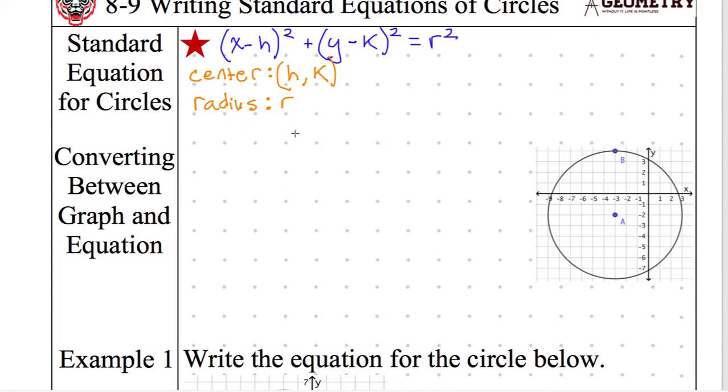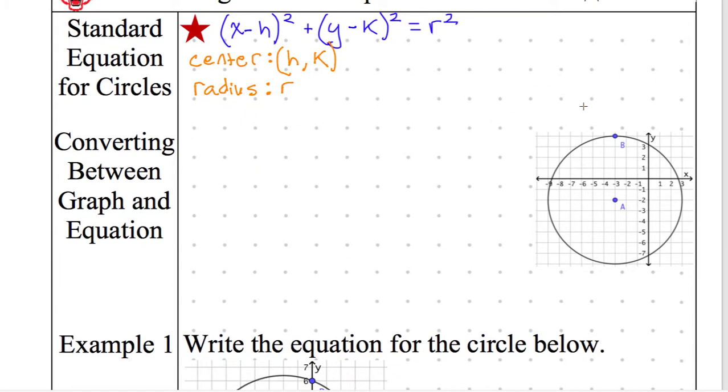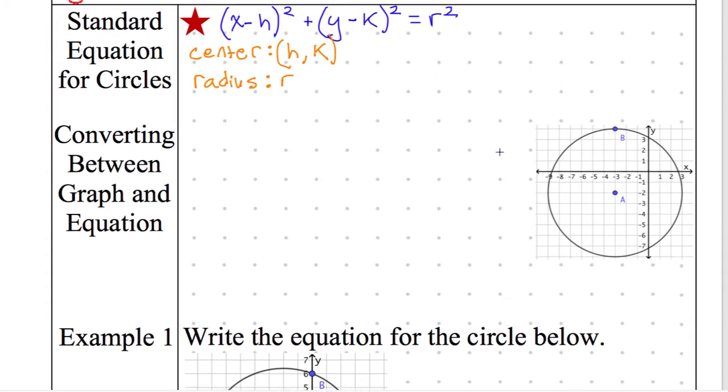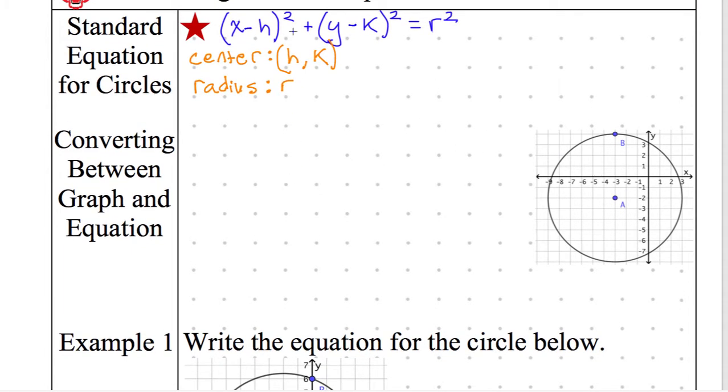So now we need to be able to convert back and forth. I want to show you both directions, that way we can connect the two in our heads. So I'm going to go ahead and rewrite this equation right in the center here. I'm going to do x minus h, that quantity squared, plus y minus k, that quantity squared, is equal to r squared.